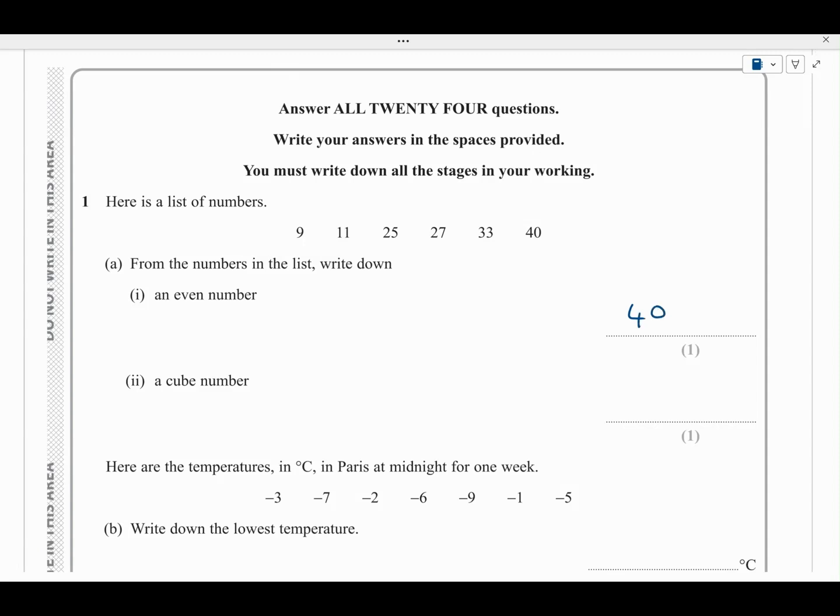Now, a cube number can be made by taking a number such as 2 and cubing it. So 8 is a cube number. Which of those are cube numbers? Well, the answer is that 27 is a cube number because it's 3 times 3 times 3, 3 cubed.